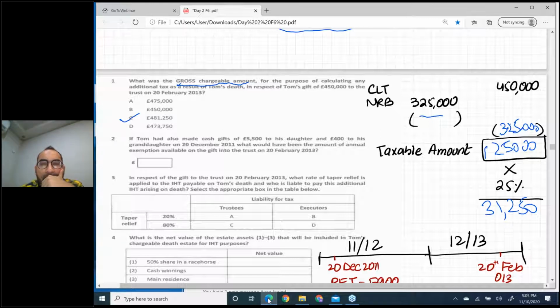Okay. So that's the answer to your first question. The answer to one is C. Now, the second question is a little bit dodgy, or I must say, there is a weakness in students.